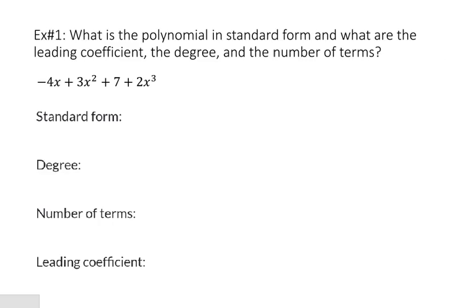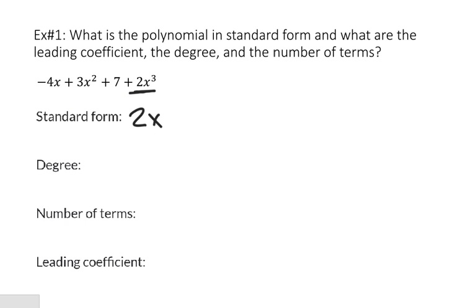Okay, so let's look at example 1. It says, what is the polynomial in standard form and what are the leading coefficient, the degree, and the number of terms? So we're going to start with standard form. So when we look at standard form, we're going to look at exponents, and we're going to start with the highest exponent. So that would start with this one.